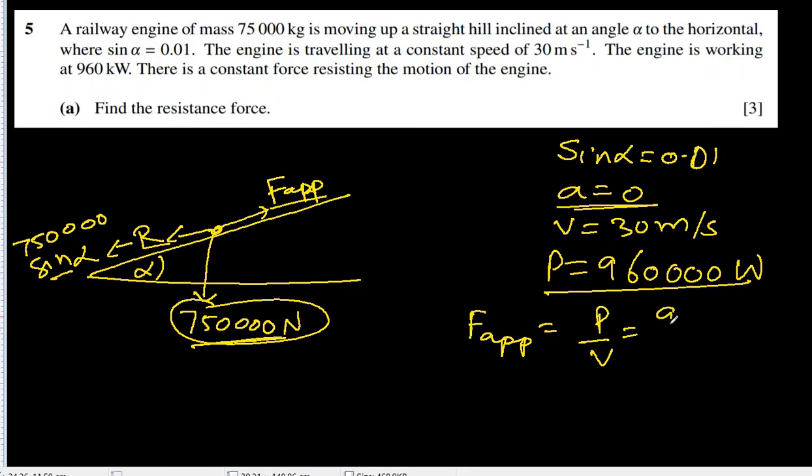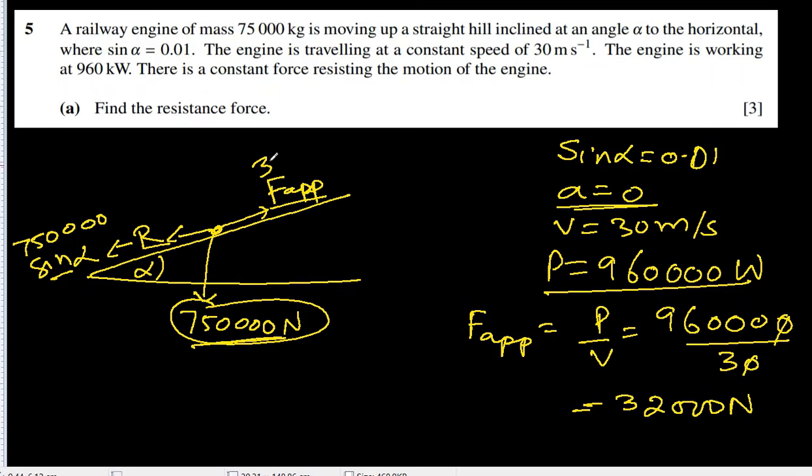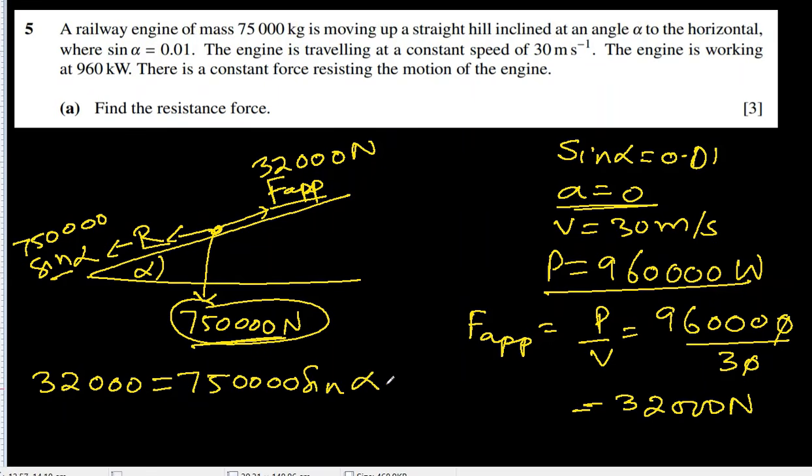So power is 960,000 over velocity 30. So we can cancel this and it becomes how much? 32,000 newtons. That's the applied force. So 32,000 upwards and the same will be downwards. So 32,000 equals 750,000 sine alpha plus R.